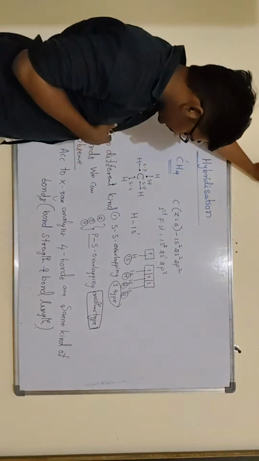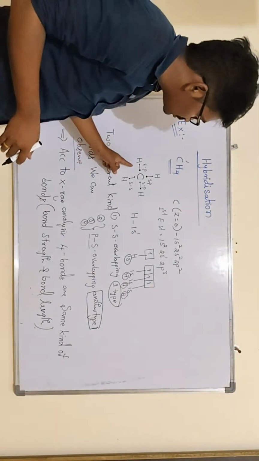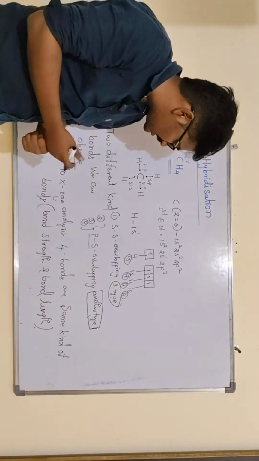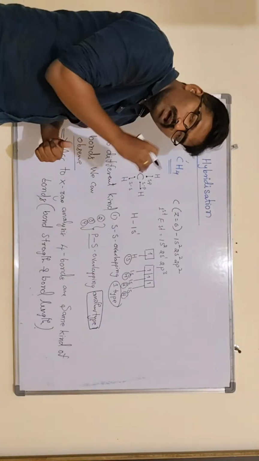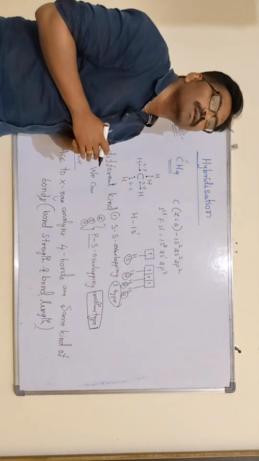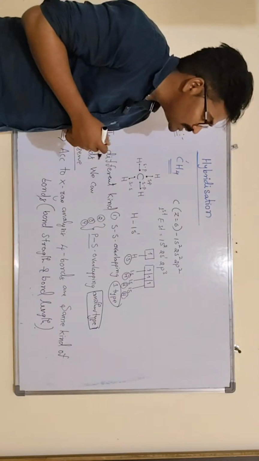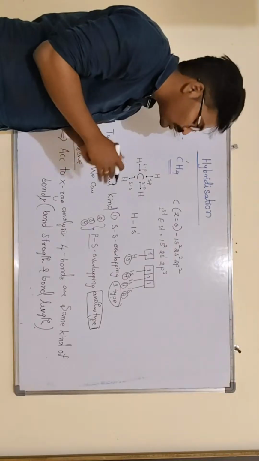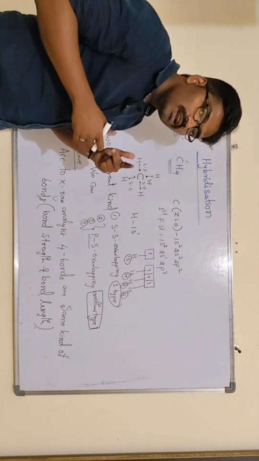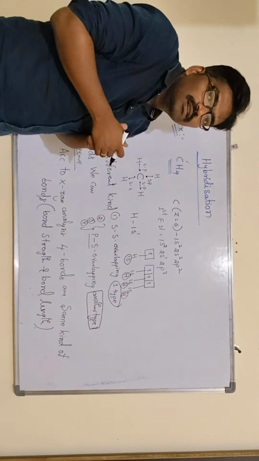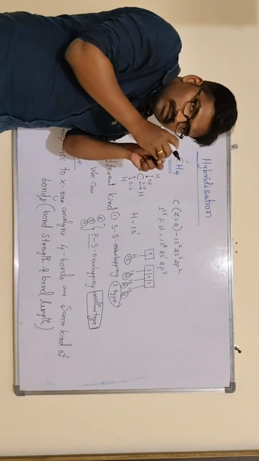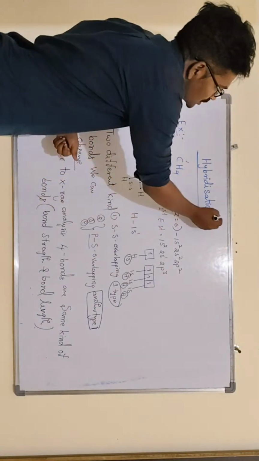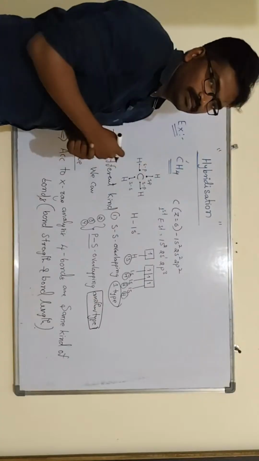Actually we are expecting 2 different kinds of bonds, but according to X-ray analysis, all 4 are the same kind of bonds, with the same bond length and the same bond energy. So why are these 4 the same kind of bonds? To prove that these 4 bonds are the same kind, the hybridization concept was introduced.